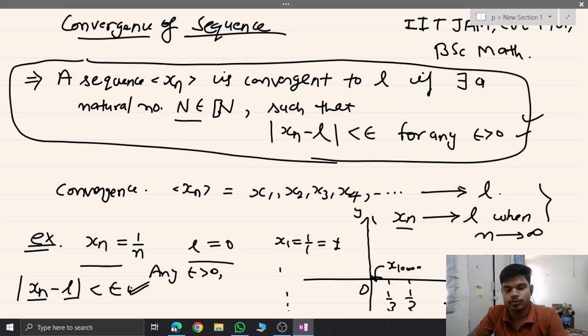And there are a lot of things to discuss about this topic, about this convergence. It's a very rich concept in mathematics.